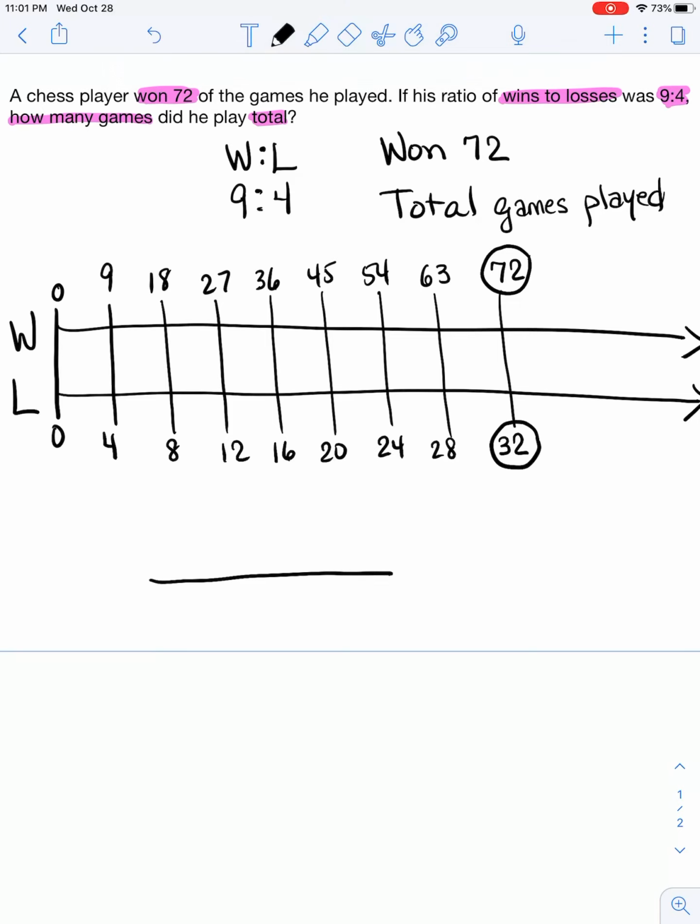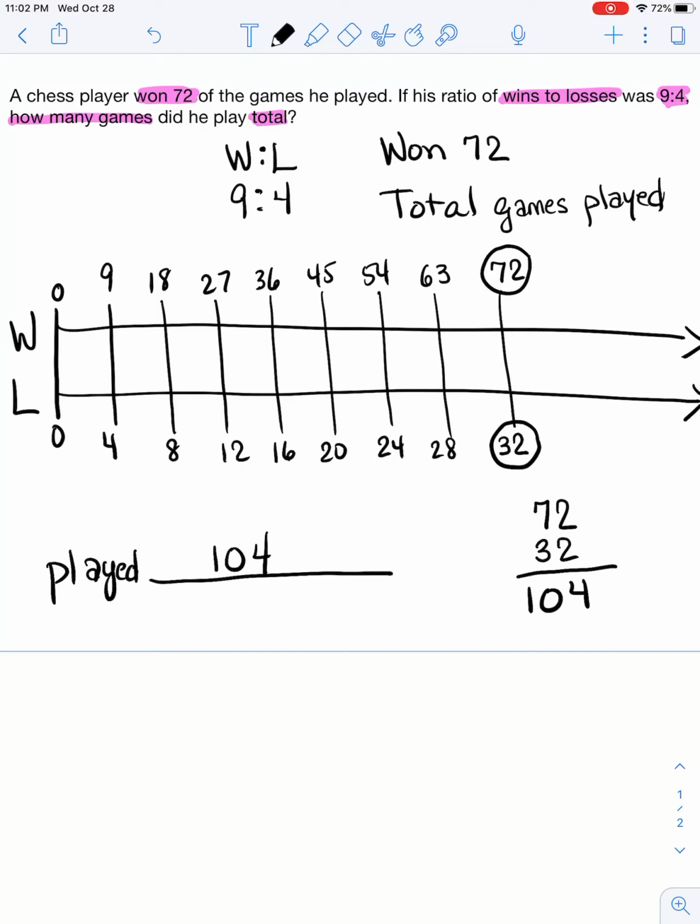But is that the question? Let's go back. How many games did he play total? So how many games did he play? Well, if he won 72 and he lost 32, we would have to add those together. And we get that he played 104. And that's how you would solve that problem.